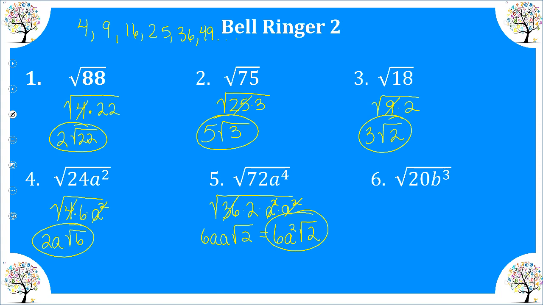Radical 20 b to the 3rd. 4 times 5 is 20. B to the 2nd times b to the 1st. The square root of 4 is 2. The square root of b squared is b. Then I'm left with radical 5 times b.